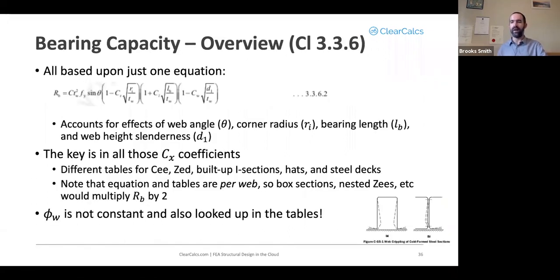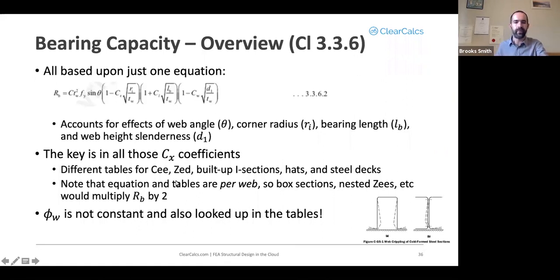And bearing is particularly important for cold form steel. It's much more likely to control, so you need to actually make sure you do these calculations anytime you have a cold form steel beam. All of your bearing capacity calculations are based upon just one single equation, just the equation shown at the top of the slide here. That equation accounts for the effects of the angle of the web, which is usually 90 degrees, but not always, the radius of the corner of your cold form steel section, the bearing length, and the slenderness of the web.